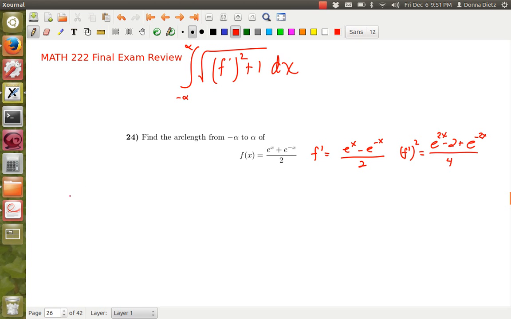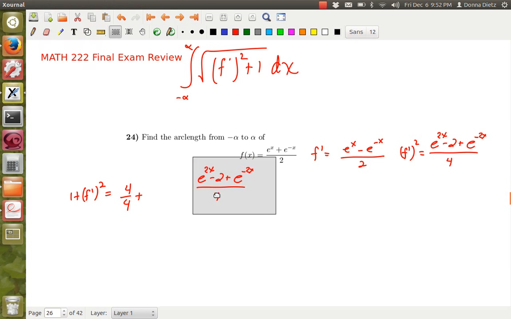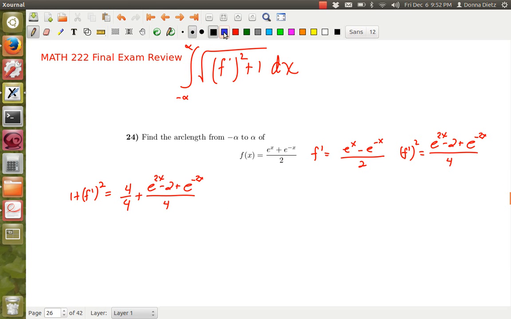Okay. So we want 1 plus f prime squared. It's going to be 4 over 4 plus the same expression we just had. Right? And so that equals this. So what we've seen is actually effectively this minus sign turned into a plus sign. Algebraically, that's what we accomplished.